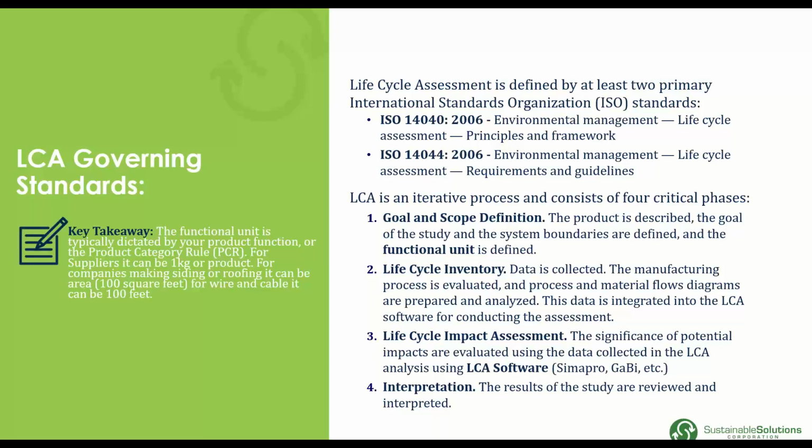And I do want to say that when we do life cycle assessment, it is governed by at least these two primary standards, ISO 14040, that's International Standards Organization 14040 and 44. And that basically dictates how we do life cycle assessment. And then basically life cycle assessment is done in four key phases. First thing we're going to do is set our goal and scope definition. And what we do there is we identify the goal of the study. We look at our system boundaries. I'm going to talk more about that in a second. And then we define what the functional unit is.